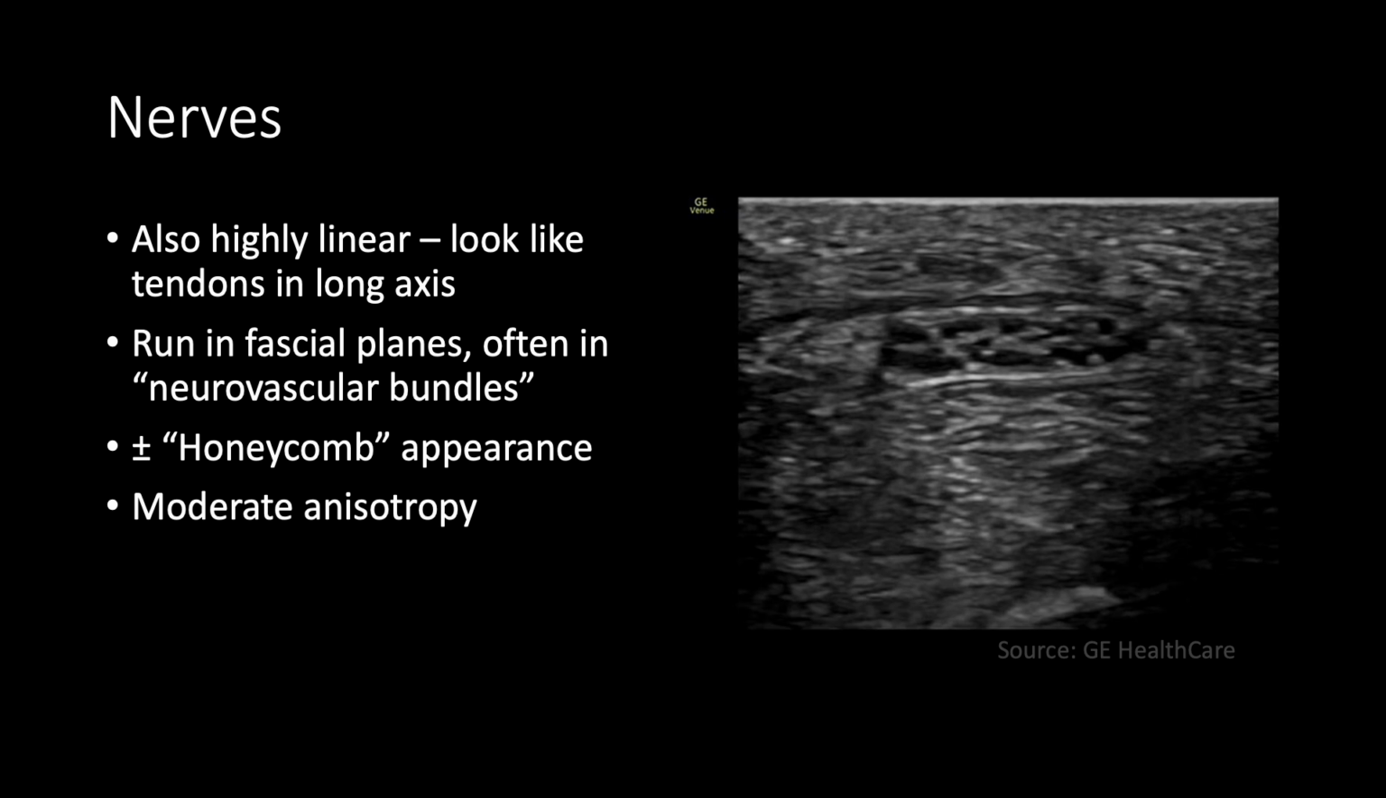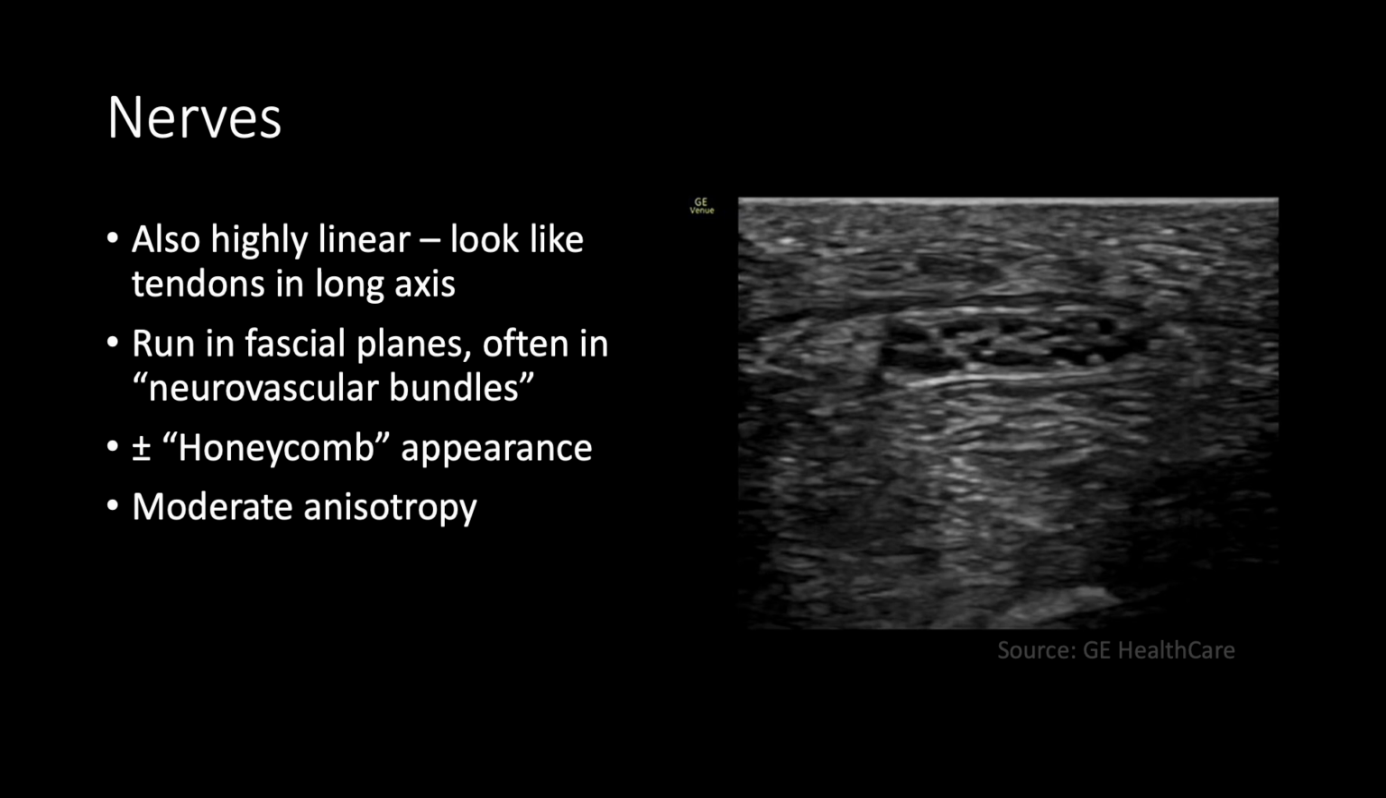Next, let's take a look at nerves. Nerves are, similarly to tendons, very highly linear structures. In the long axis, they're often indistinguishable from tendons. Some clues that help you differentiate them are, one, looking where they travel, as tendons usually travel in the same plane as muscles and eventually will transition into the typical muscular appearance on ultrasound, whereas nerves will have the same structure as you trace them distally or proximally.